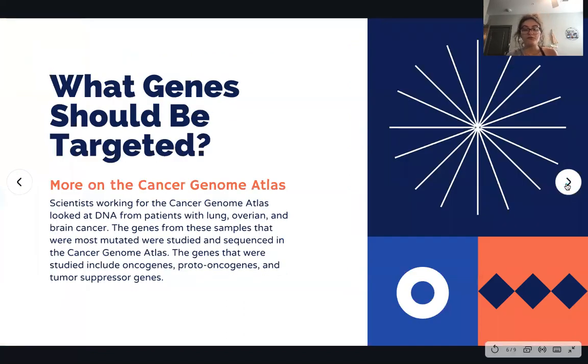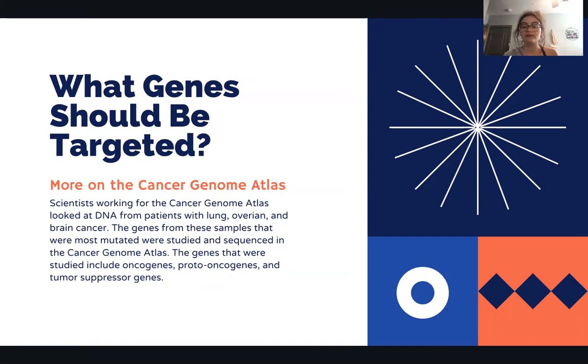Okay, so for the Cancer Genome Atlas, it was important to distinguish what genes should be sequenced. Now, the Human Genome Project aimed to sequence all of the genes in human DNA, but for the Cancer Genome Atlas, they were just focusing on the genes that are known to cause cancer. So, how did they find these genes? How did they know what genes to study?